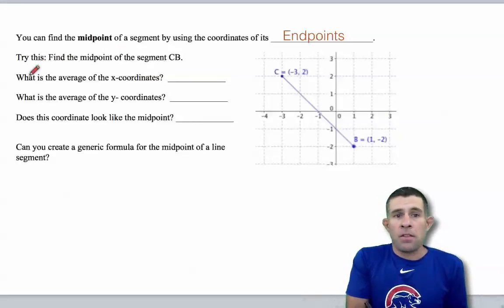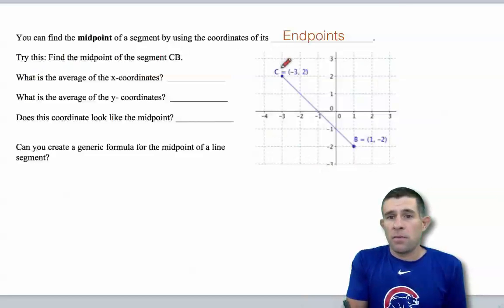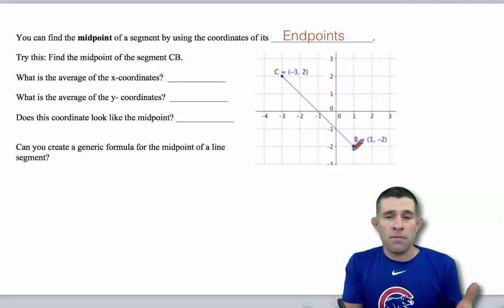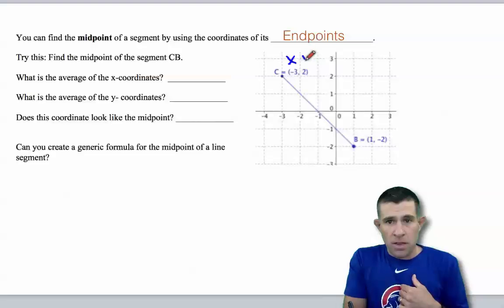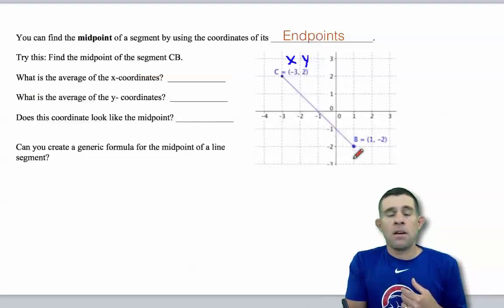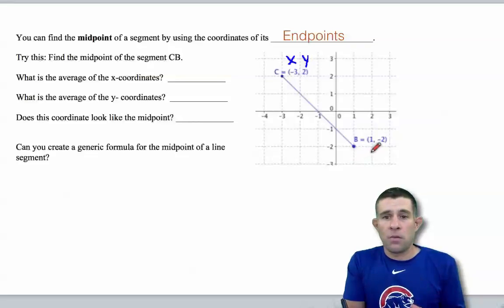All right, now let's just start off by trying this example. Here's a segment CB graphed in the coordinate plane. It has endpoints C, which is at (-3, 2), where X is my -3 and Y is my 2. And then the other endpoint is B, which is at (1, -2). The X coordinate there is 1 and the Y coordinate there is -2.